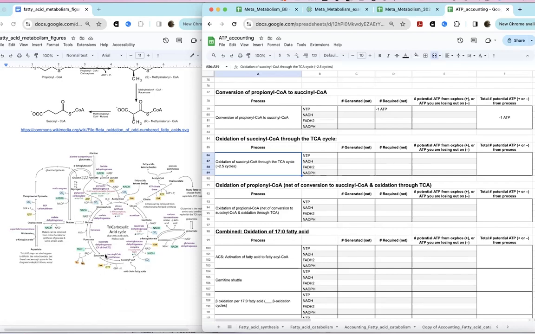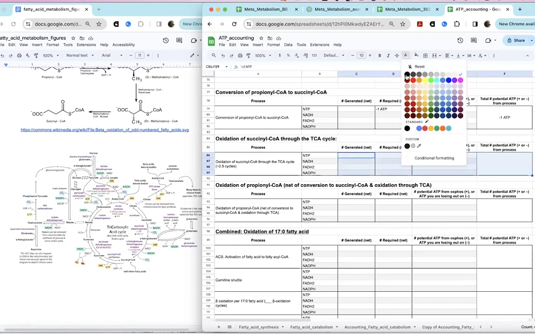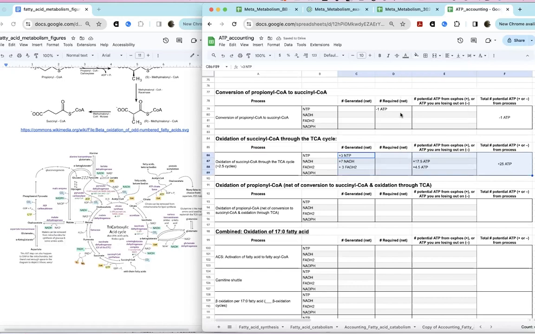And so if we go and we add all of this in and we do all of our math, considering 2.5 ATP per NADH, 1.5 for FADH2, we get that we can get 25 potential ATP from this process. We're only generating 3 NTP directly, but thanks to our good old oxidative phosphorylation, we can get a lot of energy from those NADH and those FADH2 that we're going to generate.